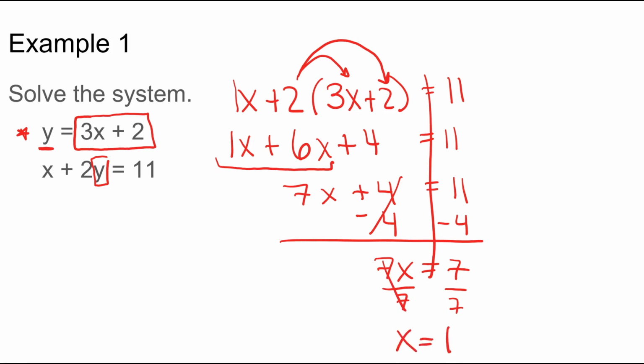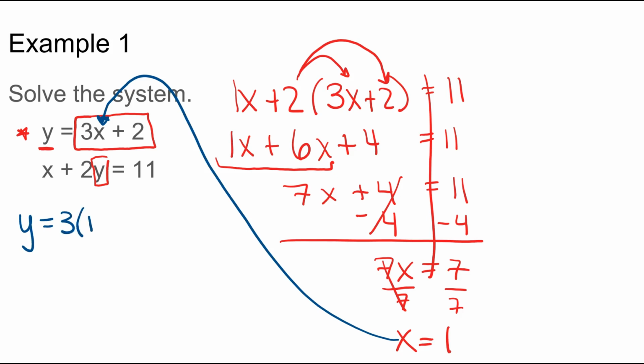We're halfway there. Remember that the solution is an ordered pair. We need an x and a y. So we're going to take this x and we're going to substitute it into that first star equation. So we get y equals 3, and instead of x, we'll place 1, plus 2, y is equal to 5. The answer is always an ordered pair, x, y.